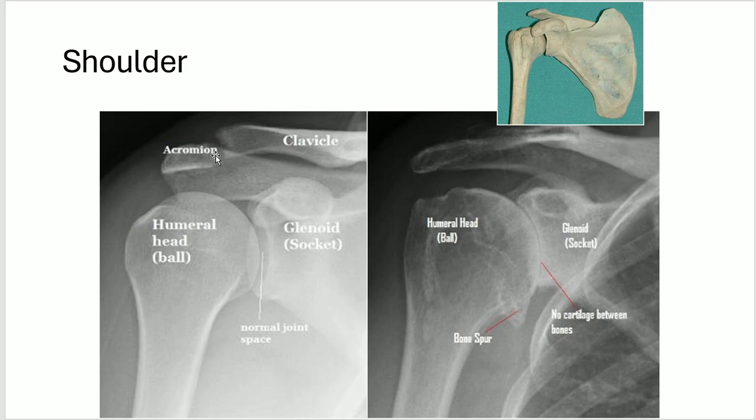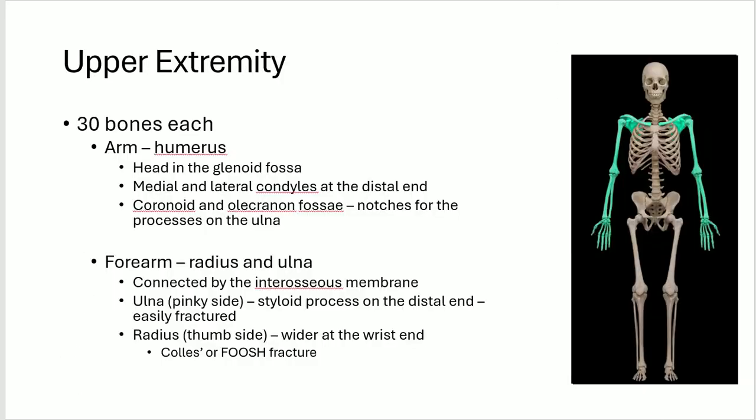So there's our acromion, clavicle. Here's our glenoid socket, normal joint space, humeral head. So humerus is the bone of the upper arm. So in this picture, we have a bone spur right here, and we have no cartilage between the bones. So this is pain, right? Rubbing together. Here, normal joint space, glenoid socket, clavicle, humeral head, acromion.